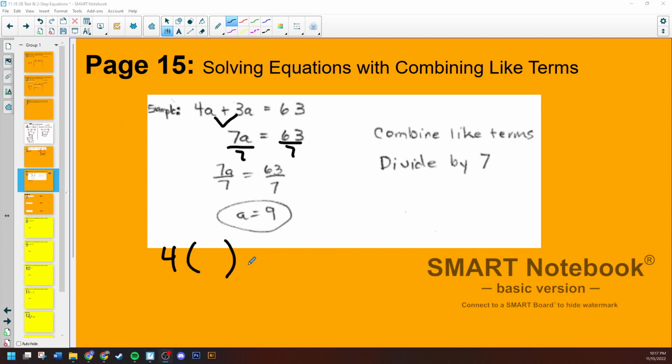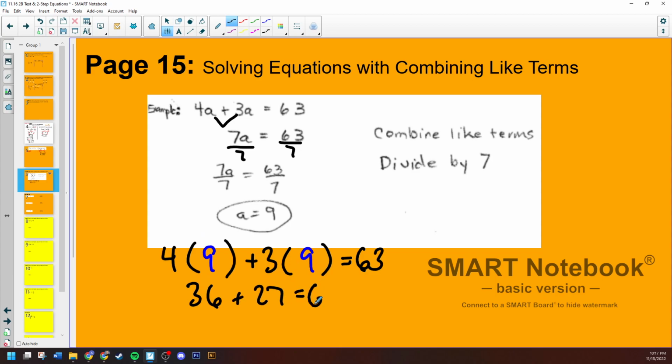So we'll add in plus 3, and once again I'm putting an empty parenthesis for the a value, and I'll plug in the value that we think that a is, which is 9. So we're plugging into both spaces. So 4 times 9 is 36, plus 3 times 9 is 27, equals 63.